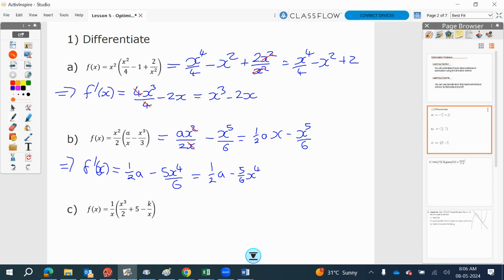The last one, so we're going to multiply the 1 into the numerators, the x into the denominators. That'll give us x cubed over 2x plus 5 over x minus k over x squared. We'll do some simplification. We can see that this x and that 3 cancel each other.